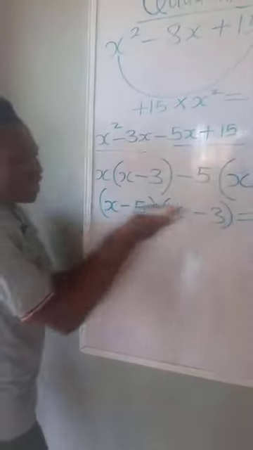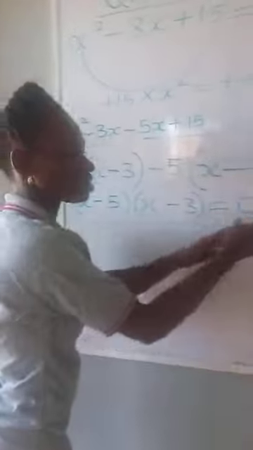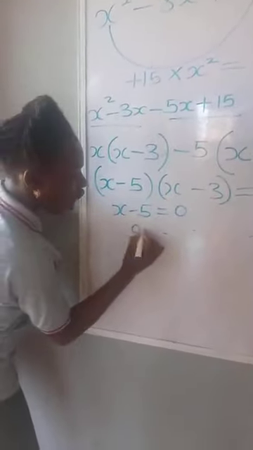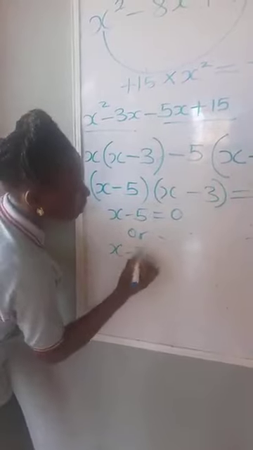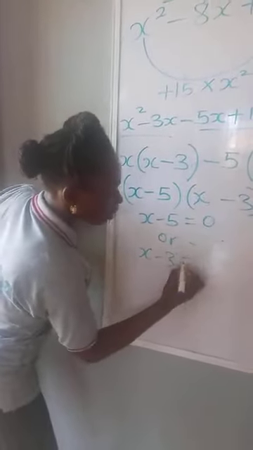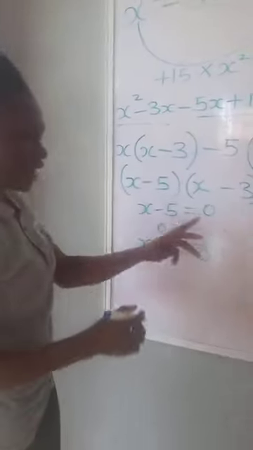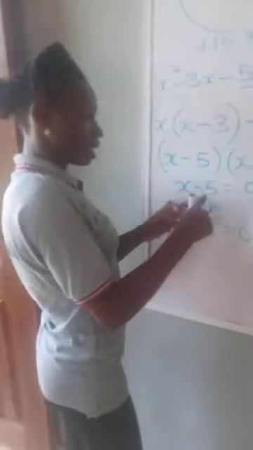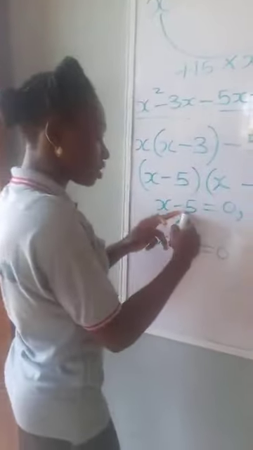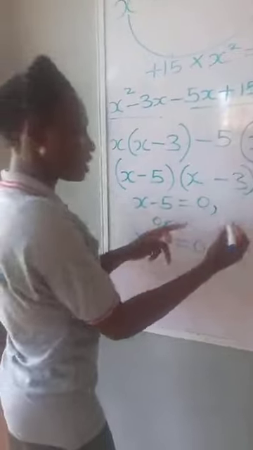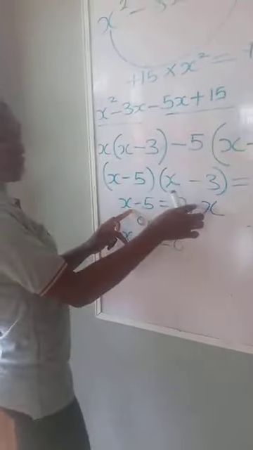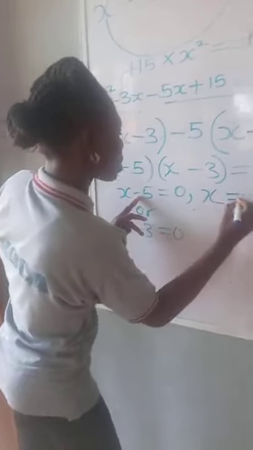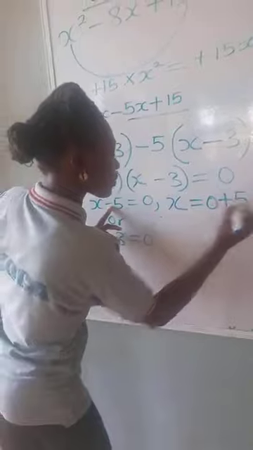Now, that means x minus 5 equals 0 or x minus 3 equals 0. Now, if x minus 5 is equal to 0, we want to make x the subject of the formula. This is minus 5. You add 5 to both sides. Bring this minus 5 to this side, so I will be left with x. If minus 5 comes to this side, it will become plus 5. So that will be x equals 0 plus 5.